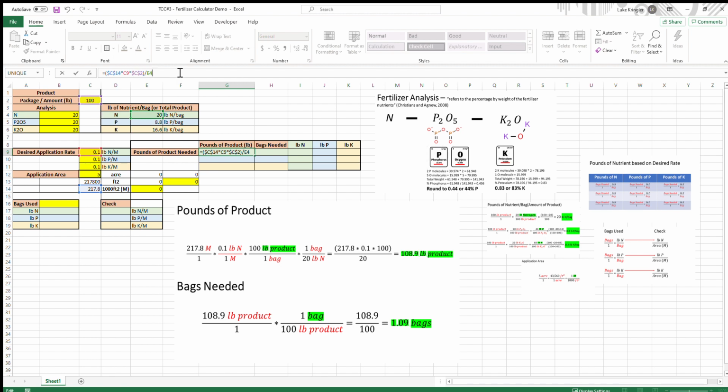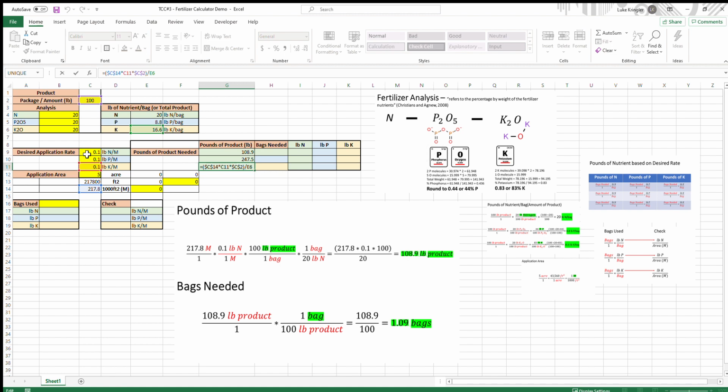So here's what's going to happen when we go and drag this cell down. When we look at our desired rate of phosphorus, the C14 doesn't change, the C2 doesn't change, but what does change is Excel automatically pulls down 1. So now it's inputting the desired rate of phosphorus in our equation, and then it's also inputting the pounds of phosphorus per bag in our formula. And it does the same thing for us for potassium.